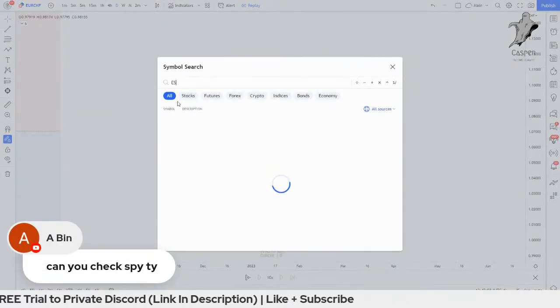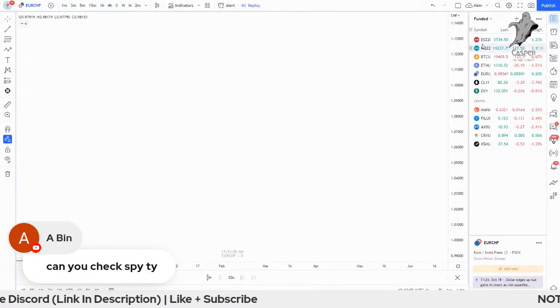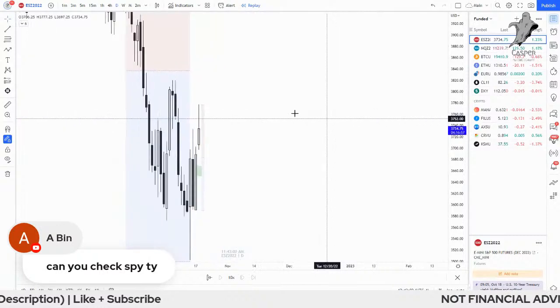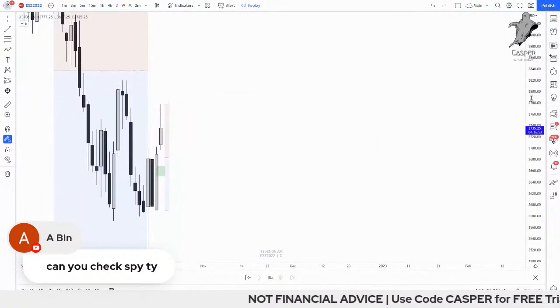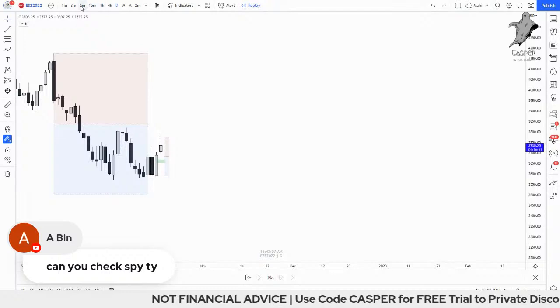SPY, yeah, I'm going to use the ES chart just because. Same thing. Oh, for a second, I forgot I was on a daily. I thought I was on a lower time frame.